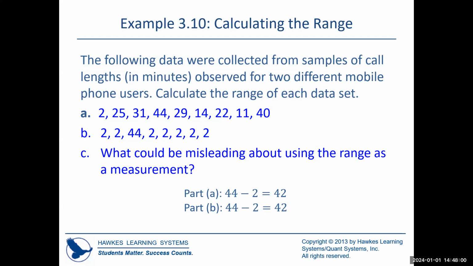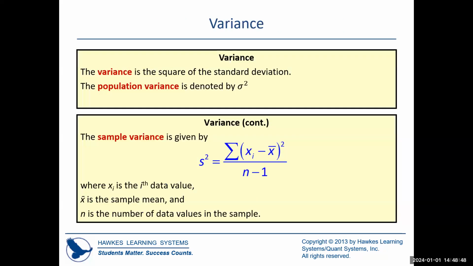Now, part C has an interesting question. It says, what could be misleading about using the range as a measurement? Could the range tell these two data sets apart? I don't think so. If you notice in letter A, there's a lot more variation among the call lengths. If you look in part B, nearly all the call lengths were 2 minutes, except for one at 44. But if we just said to you, part A has a range of 42 minutes and part B has a range of 42 minutes, it can't tell the two apart. There's no way to distinguish that there was a lot of variation in part A, and in part B there was just this massive outlier. So outliers can be hidden in the data with the range, not very visible at all. So range has some limitations.